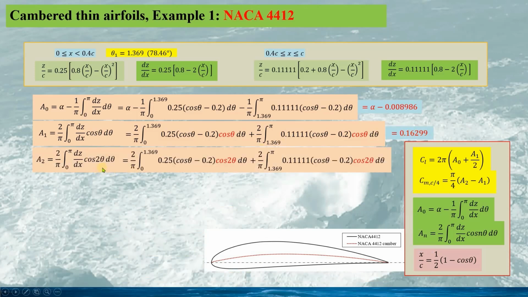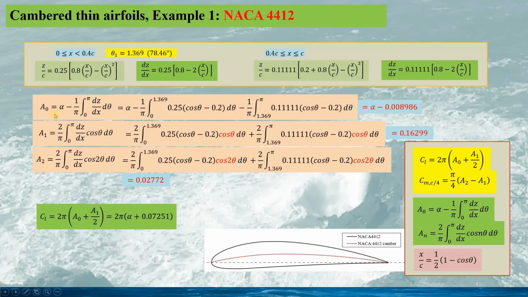For A2, it's very similar to A1. The only difference is the integrand here, cosine 2 theta, rather than cosine theta. So the calculation would be very similar. Using the computer program, we can easily obtain the answer for these integrations with the result given by this.